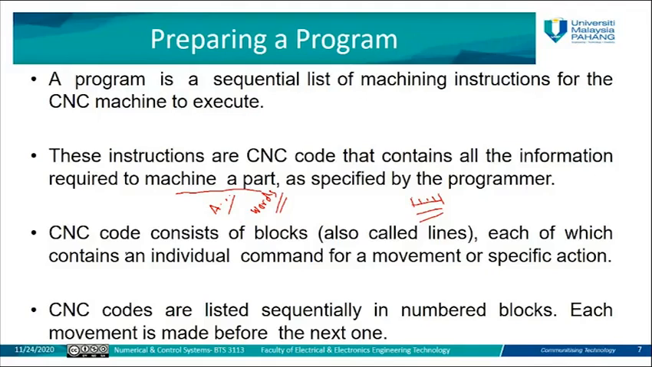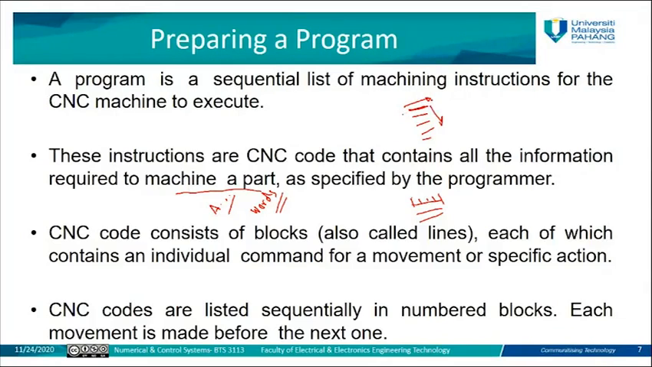Here, CNC codes are listed sequentially. This means you cannot jump. You cannot go from line 1 to line 5. No, it should be in sequence. Complete line 1, go to line 2. Complete line 2, go to line 3, complete line 3, go to line 4, and so on. So it will work horizontally and then vertically.